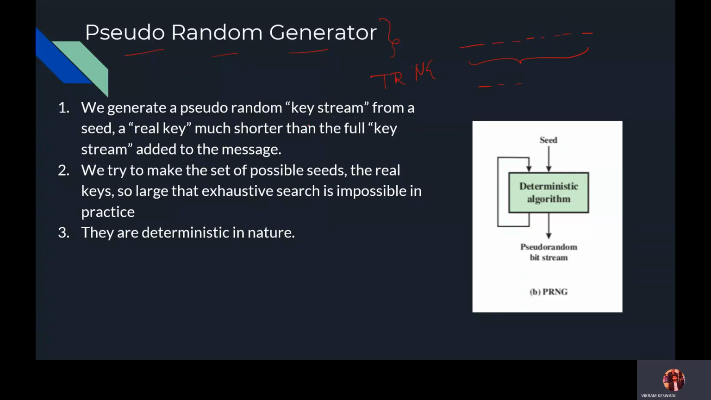It generates the key stream from a real key much shorter than the full key stream added to the message. The key stream length is not equal to the message length. We try to make the set of possible seeds, the real key values, large enough so exhaustive search is impossible in practice. They are deterministic in nature, like predictable in nature. I will tell you why it's predictable and how it is done in the coming time.